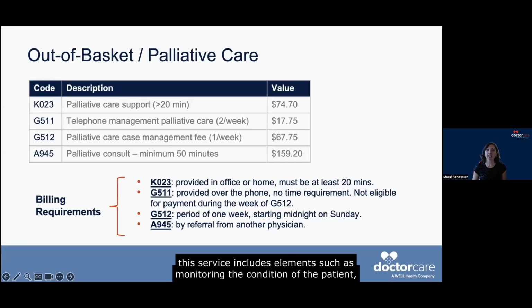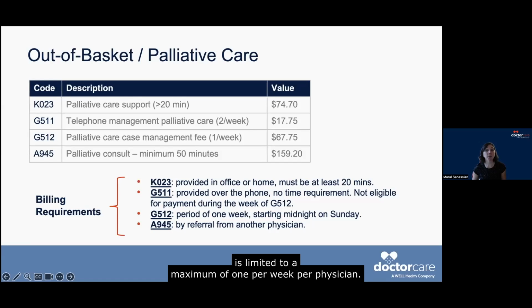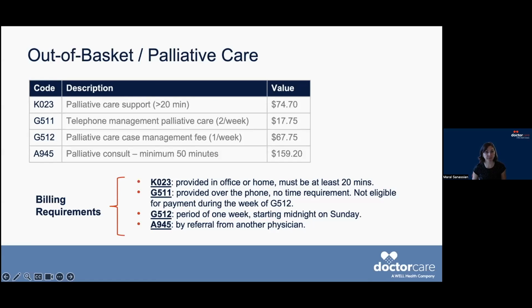Providing this service includes elements such as monitoring the condition of the patient, ordering tests, and interpreting test results, having discussions, providing telephone advice to the patient or their family member or representatives, as well as arranging for assessments, therapy, and coordinating community and hospital care. Please note that the previously mentioned telephone management of palliative care code, the G511, is not eligible for payment when rendered during a week that the G512 is rendered. Moreover, the G512 is limited to a maximum of 1 per week per physician.